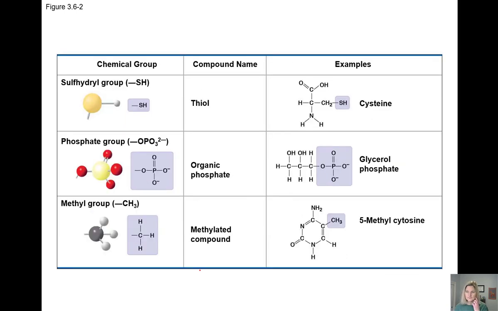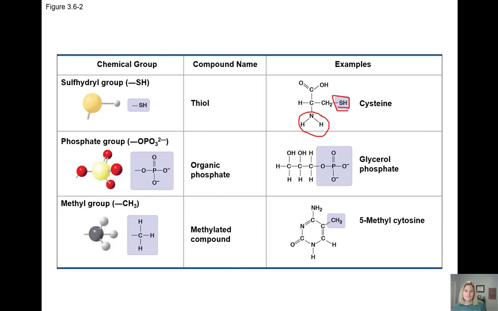Okay. Moving on to the sulfhydryl group. So sulfur and hydrogen together form a sulfhydryl group. Pretty easy. You have a sulfur atom and a hydrogen atom bonded to the carbon. That would be known as a thiol. And here's an example. If you take a look at cysteine here, cysteine has this sulfhydryl group. Notice any other functional groups there?